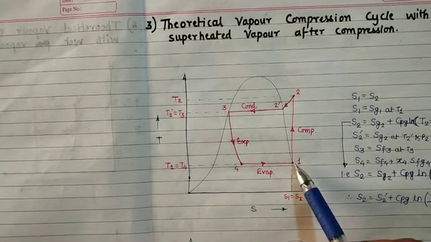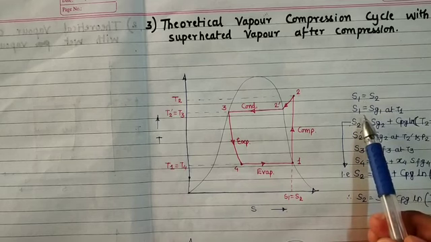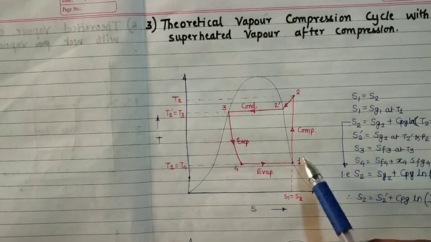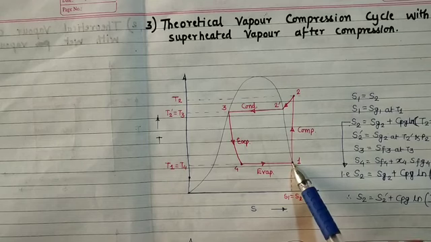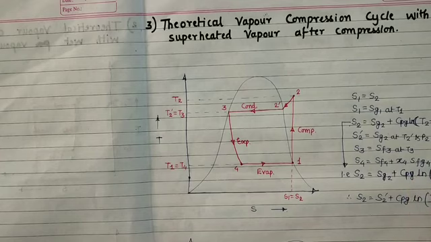As we know that compression is isentropic, so S1 is equal to S2. S1 is equal to Sg1 as it is on the saturated vapor line. S2 needs to be calculated through this formula, Sg2 plus Cpg ln T2 by T2 dash. T2 and T2 dash will be mentioned in the question, or this formula can be utilized for calculating any missing value out of these values.